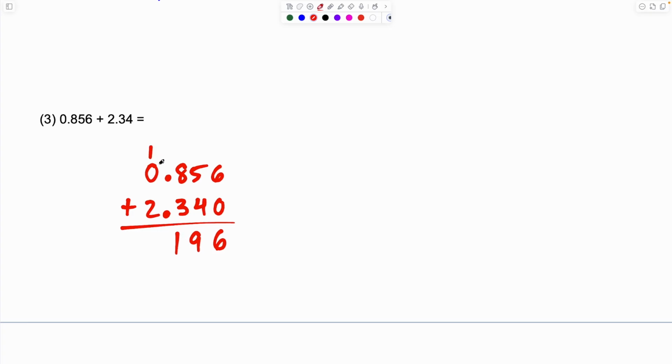Question 3, we have this sum we're going to find. And for this one, we have 0.856, and we're adding 2.34. For this one, I'm going to put an extra 0 at the end of the 34 so that we have 3 digits after the decimal. So now we just go ahead and add this. We have 6 plus 0 is 6. Then we have 5 plus 4 is 9. 8 plus 3 is 11, so I write my 1 and I carry a 1 up here. I drop down my decimal, and now I have 1 plus 2 is 3, so this works out to 3.196. Or if I wanted to say this in words, this is 3 and 196 thousandths.